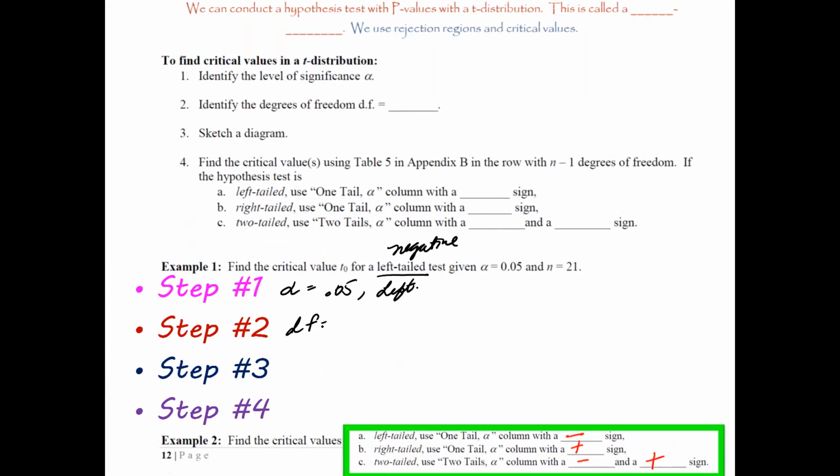Step number 2, you want to find the degree of freedom. That's going to be n minus 1. Your n is less than 30, which is good, and it's 21. So it's 21 minus 1. Your degree of freedom equals 20.